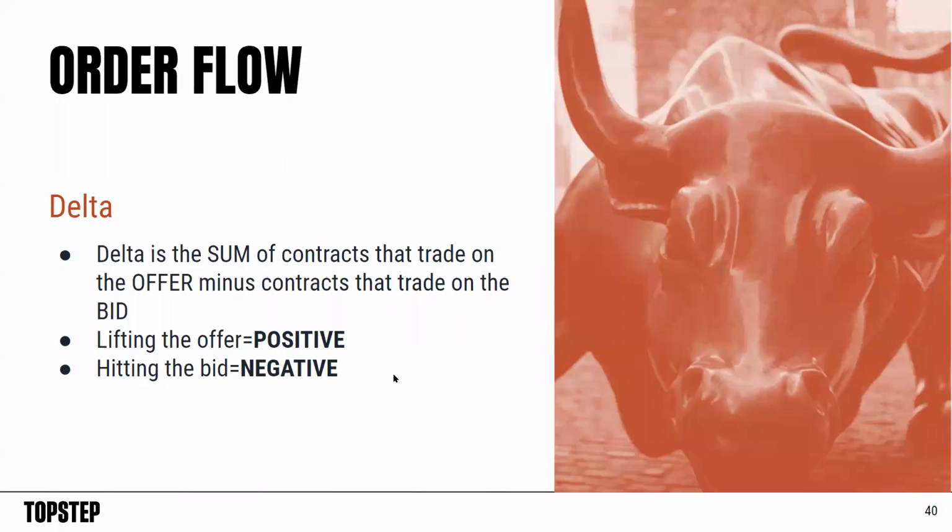Delta is, to me, the sum of contracts that trade on the offer minus the sum of contracts that trade on the bid. If you're lifting the offer, it's positive delta. If you're hitting the bid, it's negative delta, plain and simple. Every trade that trades on the offer is positive delta. Every trade that trades on the bid is negative delta.